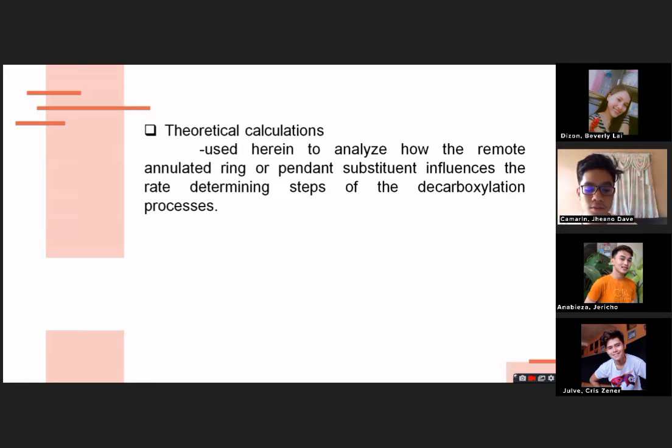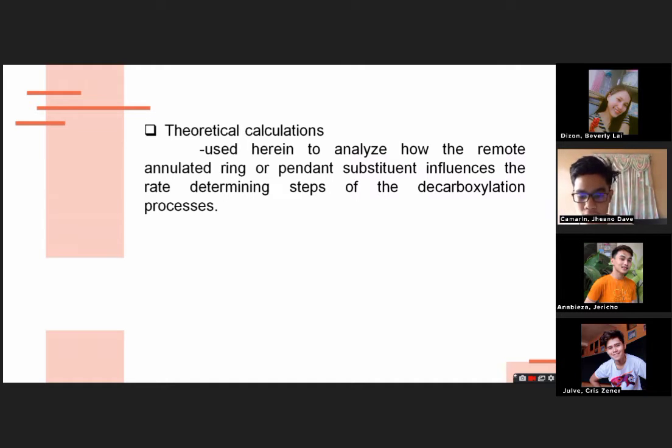Theoretical calculations were utilized to investigate how the rate-determining stages of decarboxylation processes are influenced by the distant annulated ring or pendant substituent. So, in the meaning, it is used to investigate how the rate-determining stages of the decarboxylation.